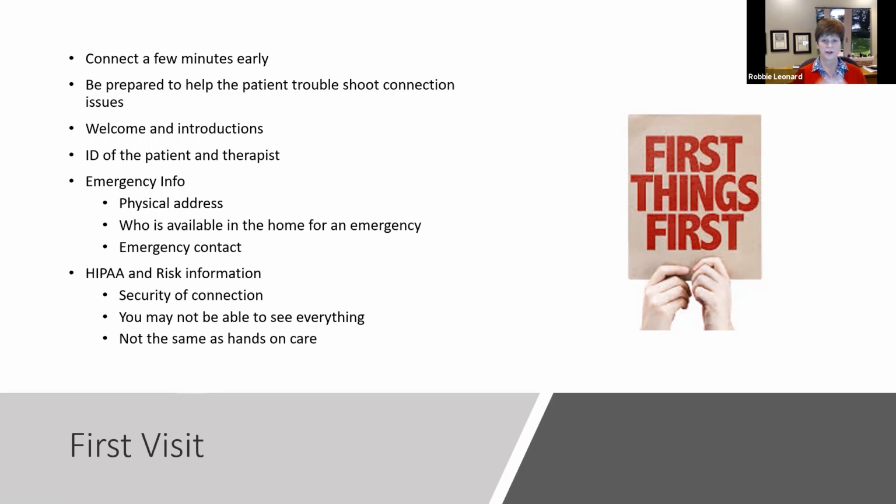You also want to explain to the patient some of the risk information that we discussed. So what is the security of this connection? What's the potential for someone to be able to see this connection? You might want to explain that you may not be able to see everything clearly. There may be some issues with the connection. We may lose a connection. This is what you do if we do lose a connection. And then it's not the same as hands-on care, and explain what the differences are. So make sure your patient completely knows what's going to go on and what to expect during the visit.